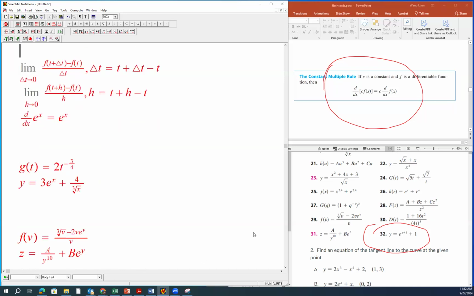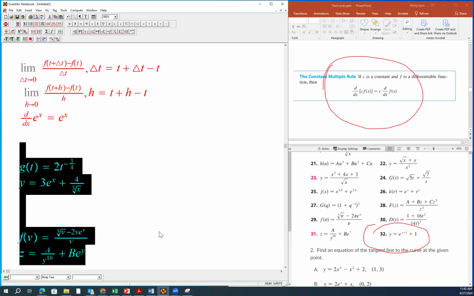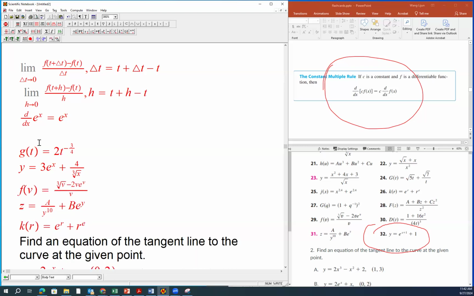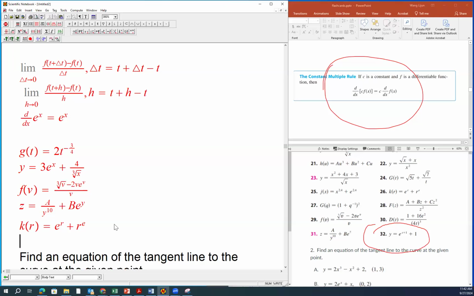The next section, okay, I copied these questions, but I don't think we're gonna do it. I think I'm gonna leave it for you, unless you have questions, and just reach out to me, and we can work on that. So I'm gonna make another video to work on the tangent line and the normal line.